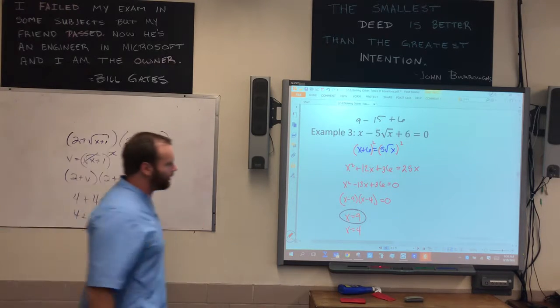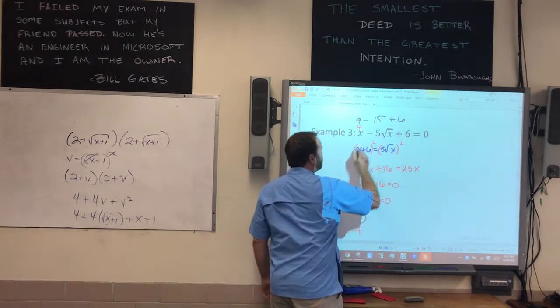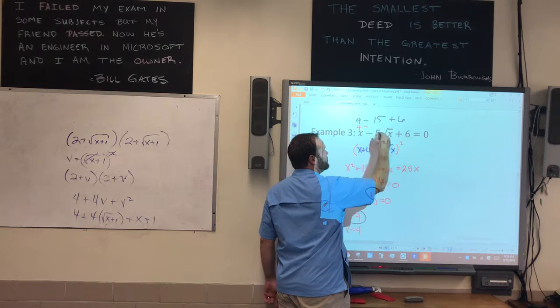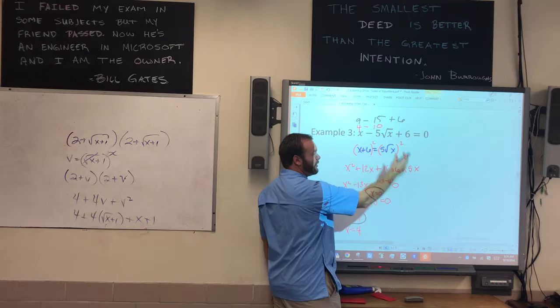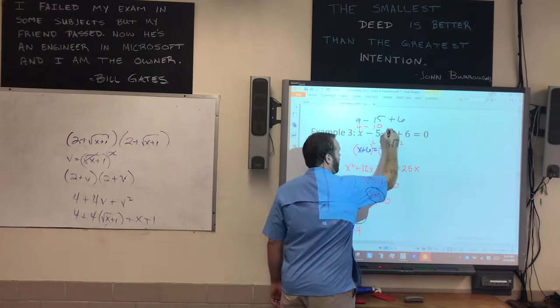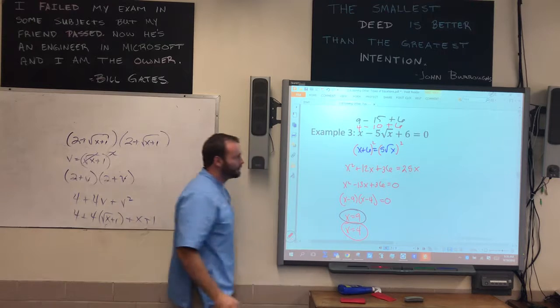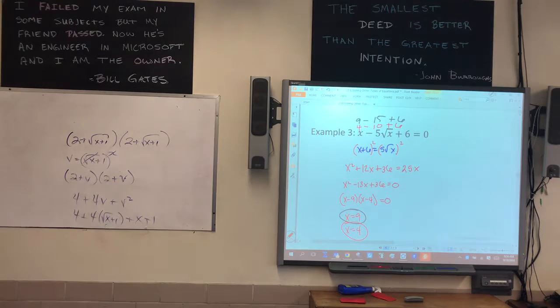And this is where I'm saying, don't think just because 9 works that 4 doesn't. When I plug in 4, 4 there, minus 5 times root 4, which is 5 times 2, so 10. So right now I'm at negative 6, right? Add 6 to that, gives me 0. So they both work. All right? We do not have a situation where there's extraneous solutions here. Okay?